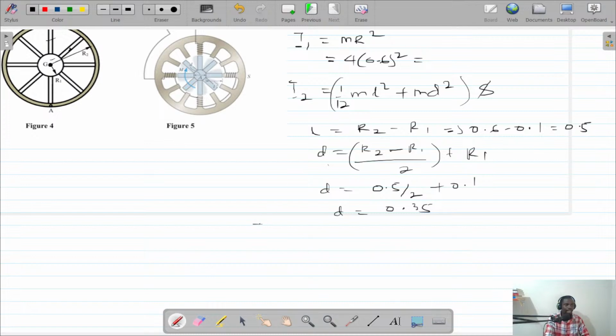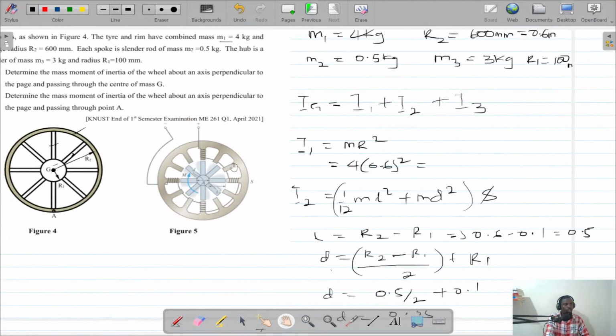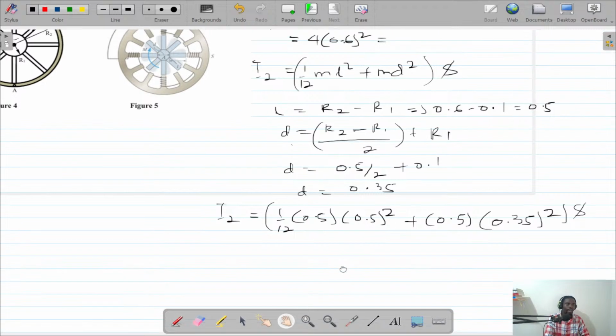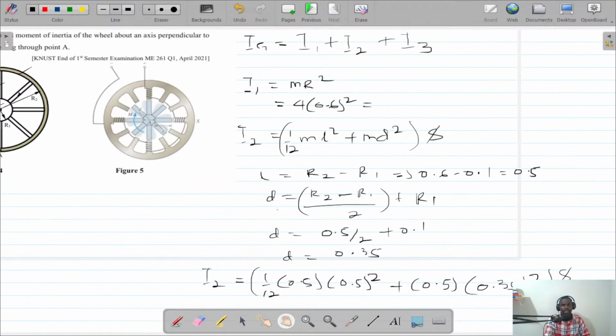So if we do that, then I2 will be equal to 1/12, the mass is 0.5, the mass 2 is 0.5, and then we have the length, which is 0.5 squared plus 0.5 multiplying D, which is 0.35 squared, all multiplied by 8. All right, so who has done it for the I1, please?